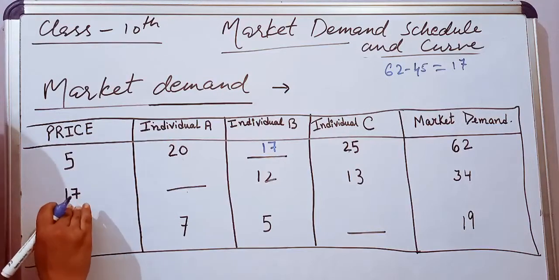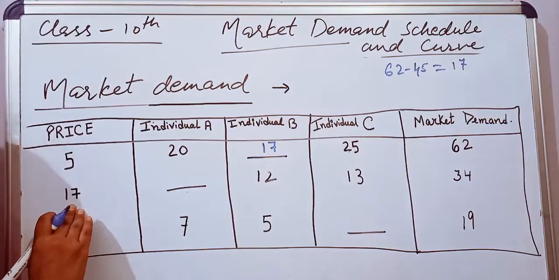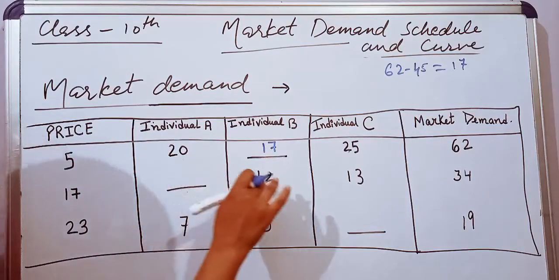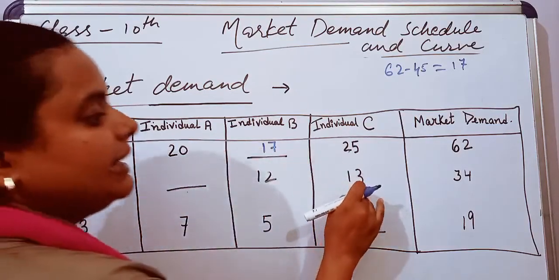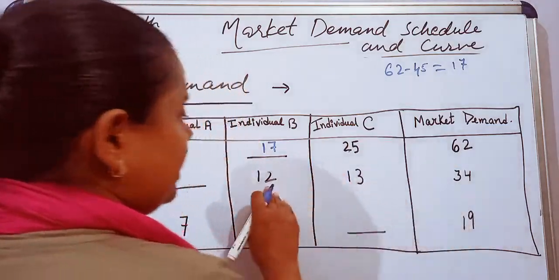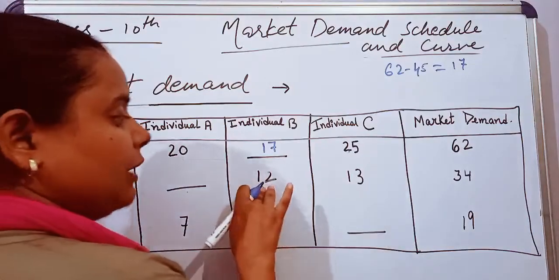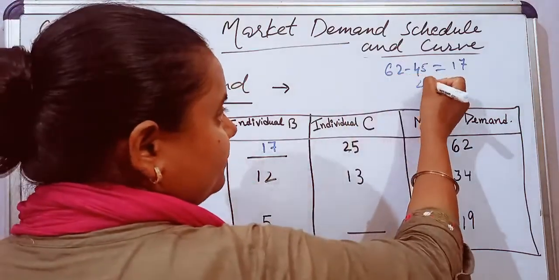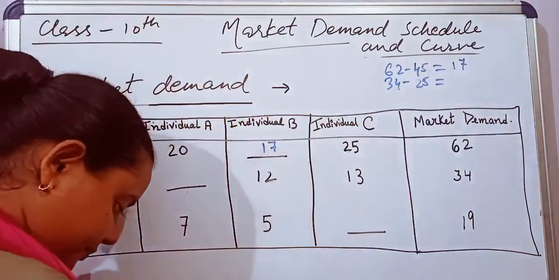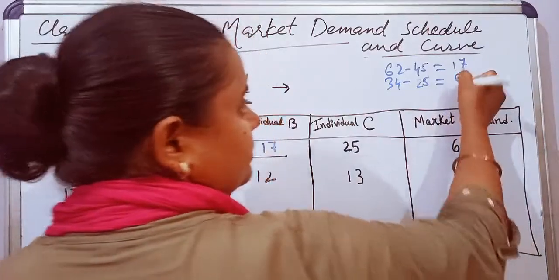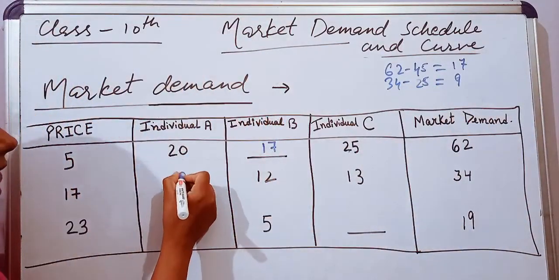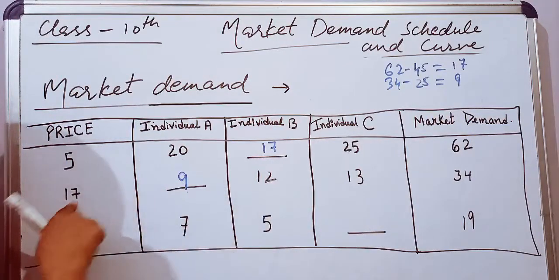Now next, at rupees 17, we don't know what A is demanding. B is demanding 12 and C is demanding 13. And the market demand is 34. Now adding these two, 12 plus 13 equals 25. 34 minus 25 equals 9. So A is demanding 9 units of the commodity at rupees 17.